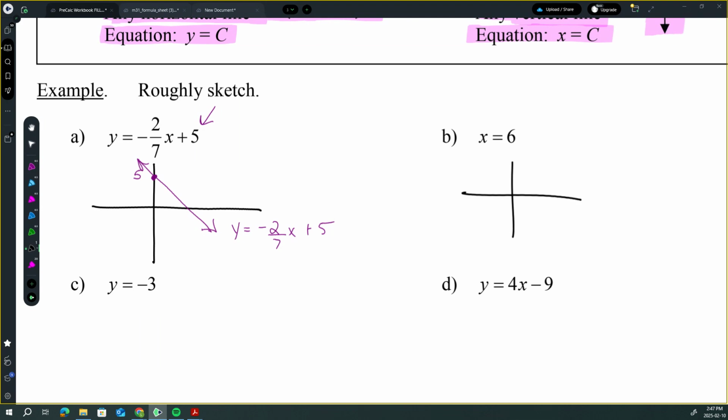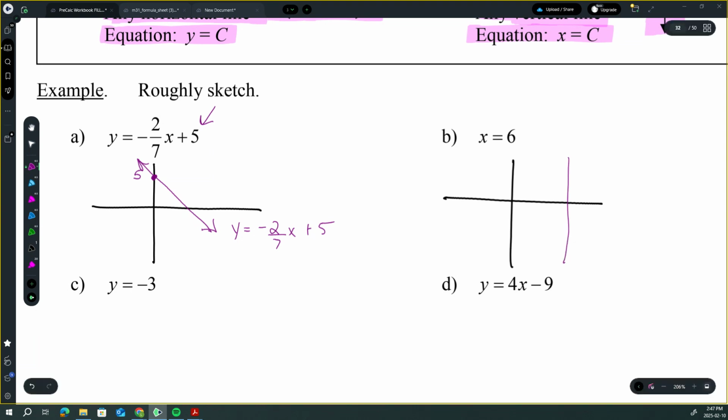Just going to go ahead and create a Cartesian plane here with my x and y axes. So we have x is equal to 6, so that's going to be a vertical line. Oh, that wasn't very straight, but that's okay.